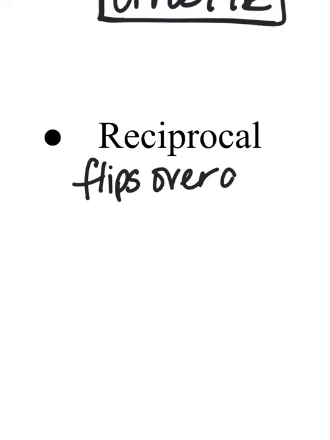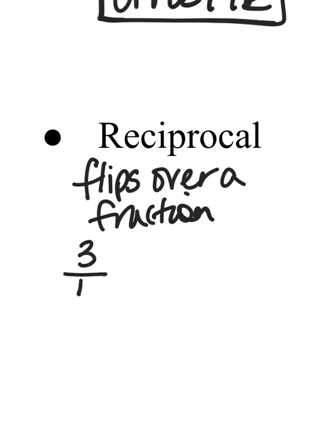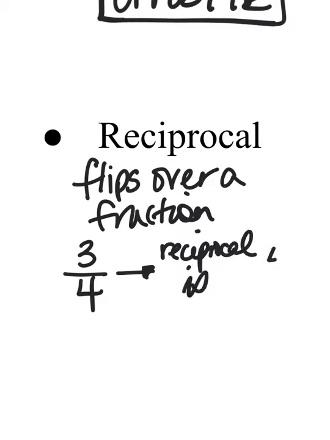What is a reciprocal? That is when we take a fraction and flip it over. So it flips over a fraction. So, for example, if you have 3/4, the reciprocal of that is 4/3. Okay, just flips upside down.